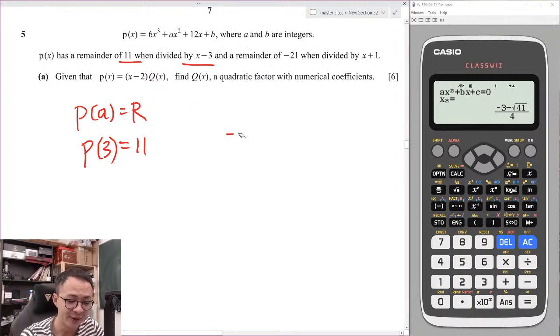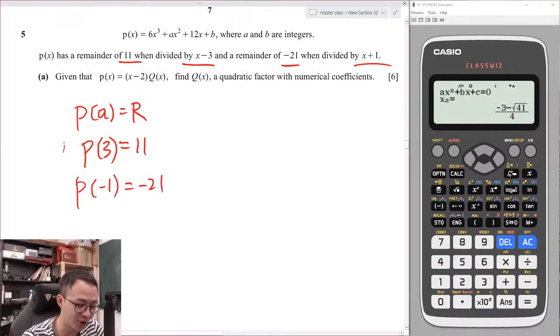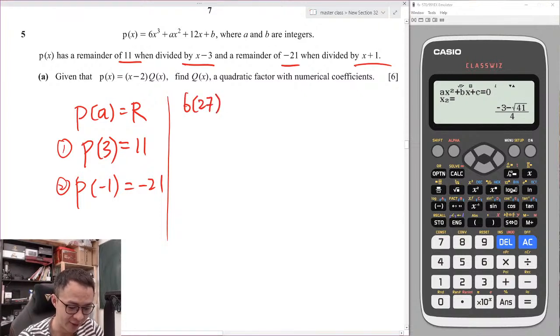Okay, you get the idea? So same idea, the remainder is 21 when divided by this one. So I know p(-1) equals negative 21. So I have two equations here, first equation and second equation. What I want to do now is the simultaneous equations for the equation above. So I plug in the 3 here: 6 times 27 plus 9a plus 36 plus b equals 11.